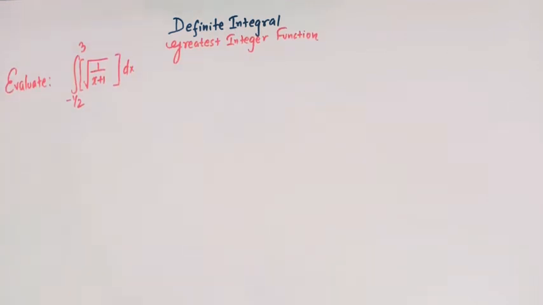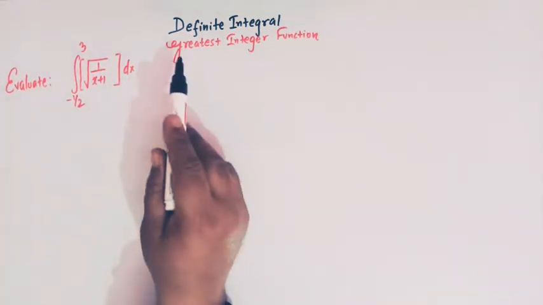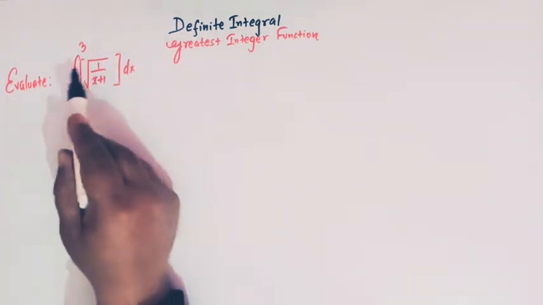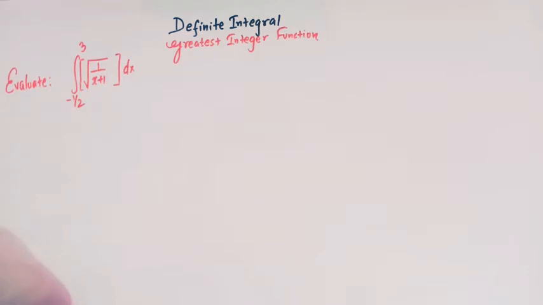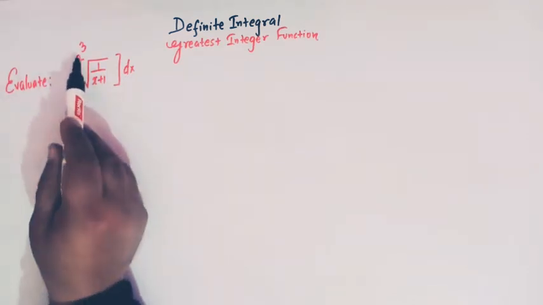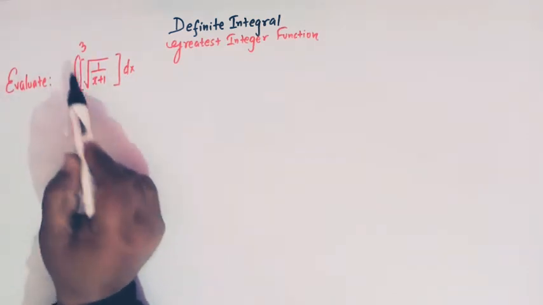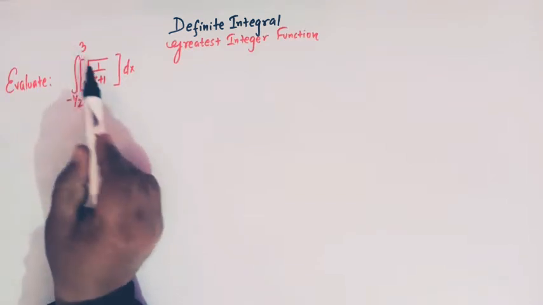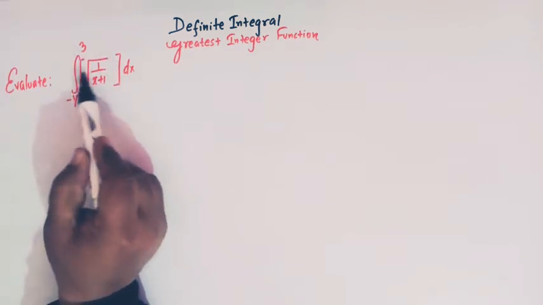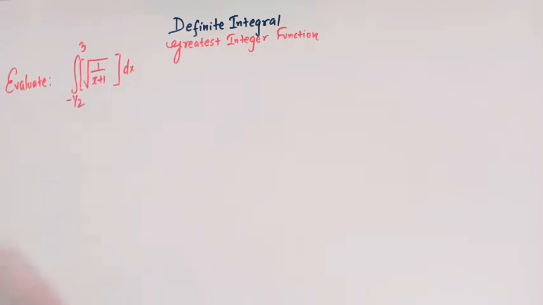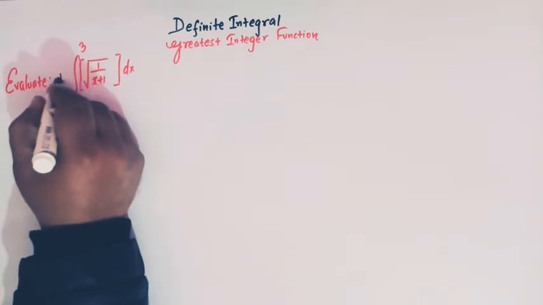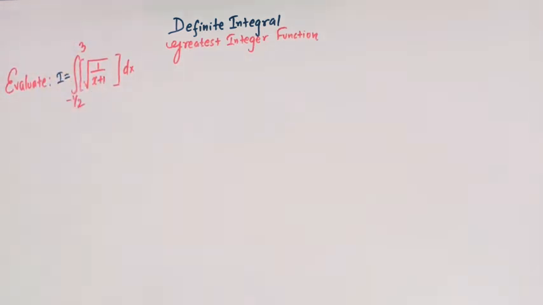Hello viewers, in today's class we are going to solve yet another problem from greatest integer function. Here we have to evaluate a definite integral involving the greatest integer function. We have to evaluate this integral from minus half to 3 of the greatest integer of square root of 1 over x plus 1.